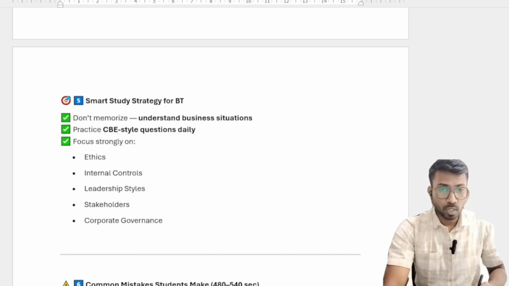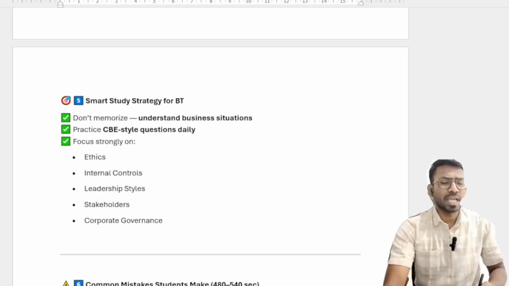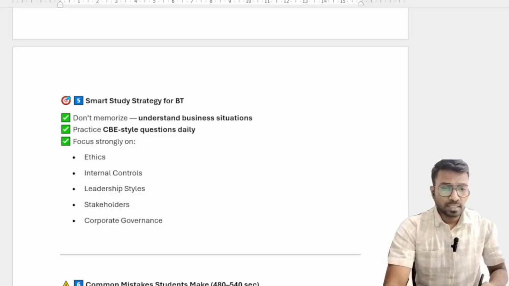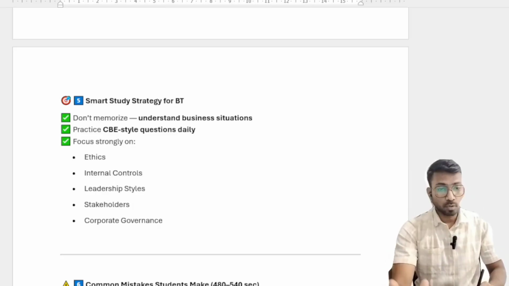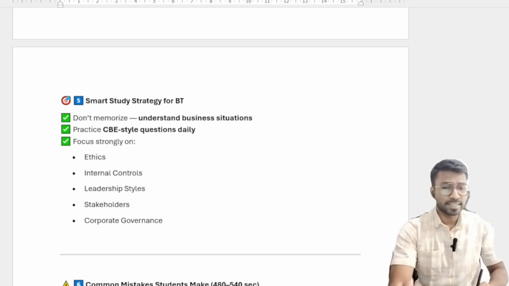Obviously, you have to practice CBE style questions daily. You have to daily practice questions like MCQs, fill in the blanks, any type of questions. Focus strongly on ethics, internal control, leadership style, stakeholders, and corporate governance. These are the most important syllabus tested areas. So if your concepts are clear, BT becomes one of the easiest ACCA papers, if only your concepts are very clear.